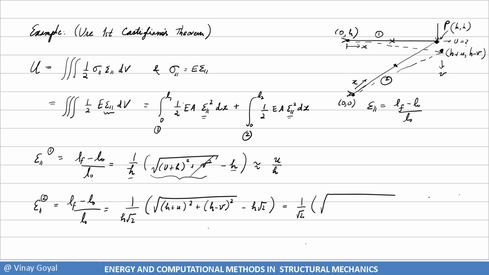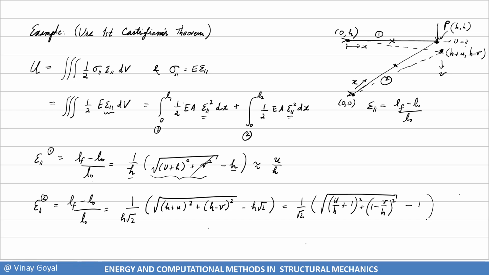And then you get U divided by H plus 1 squared, 1 minus small v divided by H squared, minus 1. Okay. Hopefully this is correct.